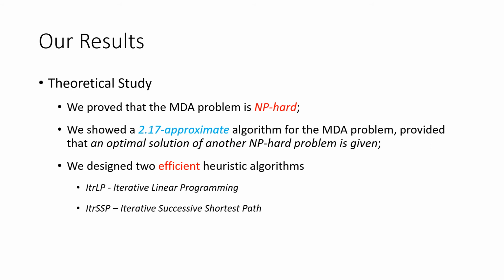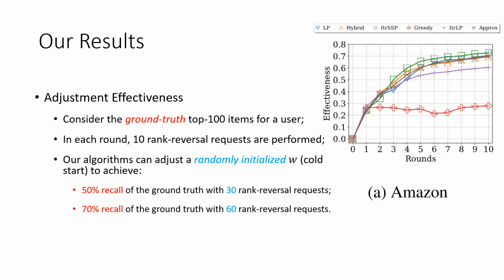Our theoretical findings are threefold. We prove that the MDA rank reversal problem is NP-hard. We propose a 2.17 approximation algorithm, provided that an optimal solution for another NP-hard problem is given. We further design two heuristic algorithms, first iterative linear programming and second iterative successive shortest paths, that exhibit different degrees of efficiency-effectiveness trade-off. We also conduct an interesting study on measuring the adjustment effectiveness.